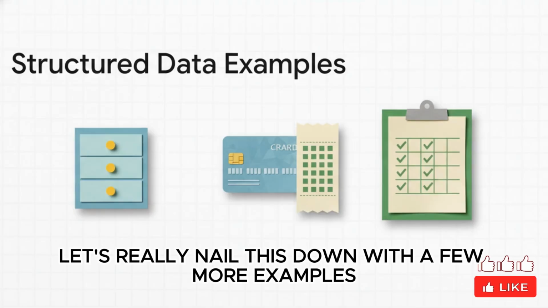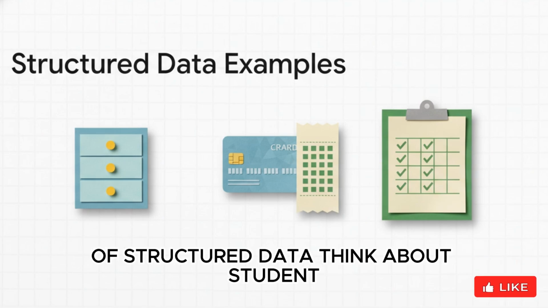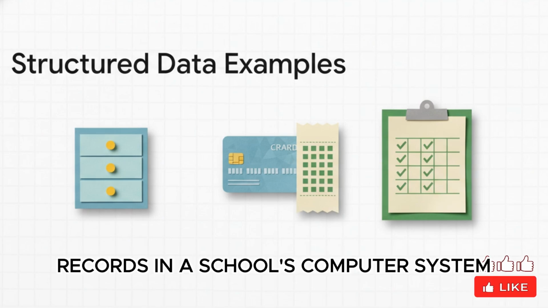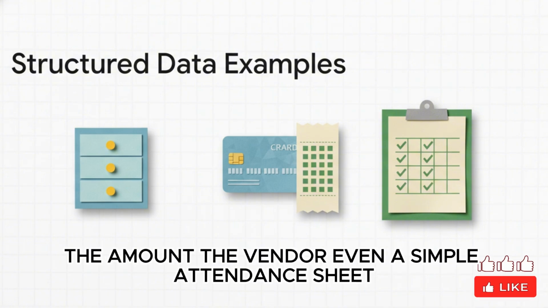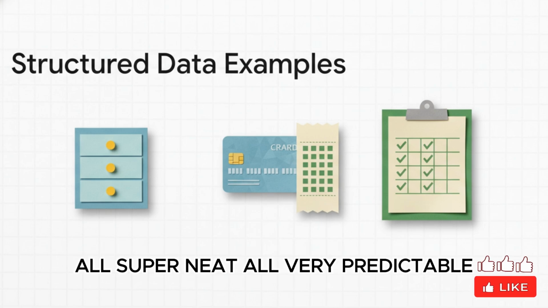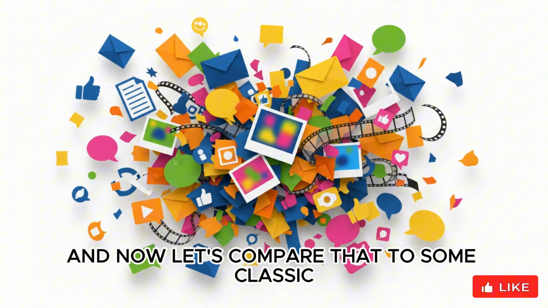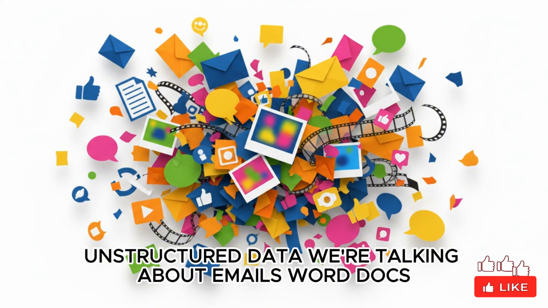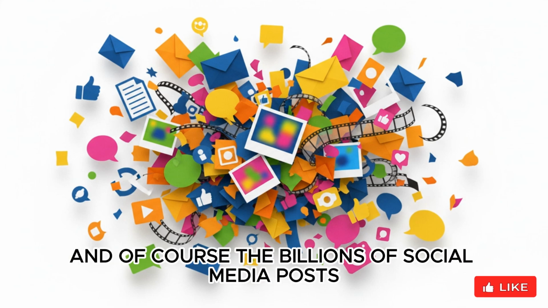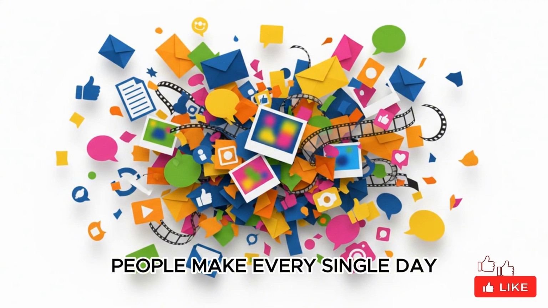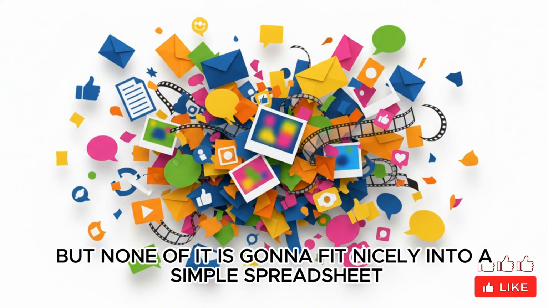Let's really nail this down with a few more examples of structured data. Think about student records in a school's computer system, or bank transactions, with the date, the amount, the vendor. Even a simple attendance sheet. All super neat, all very predictable. And now let's compare that to some classic unstructured data. We're talking about emails, Word docs, all the images and videos on your phone, and of course the billions of social media posts people make every single day. They are packed with information, but none of it is going to fit nicely into a simple spreadsheet.